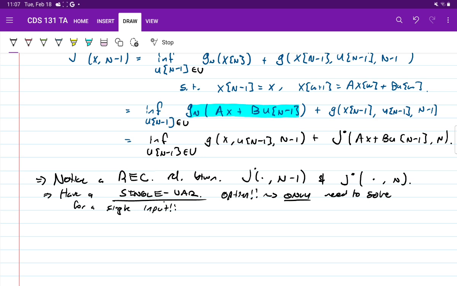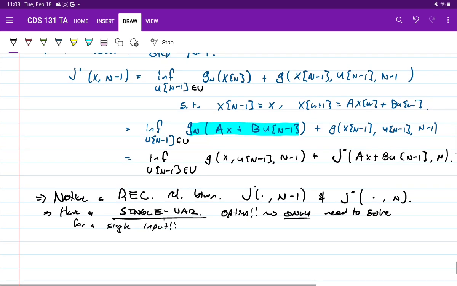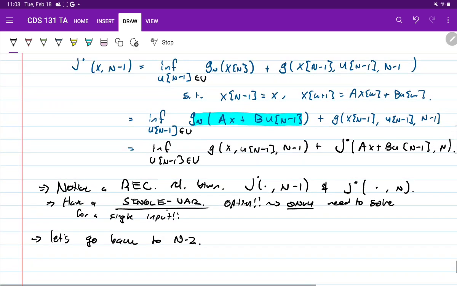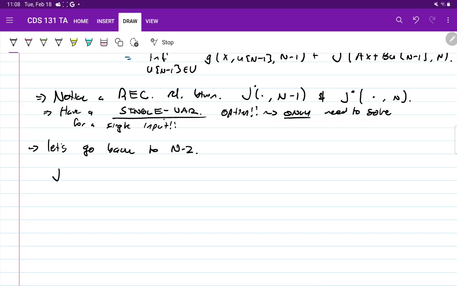Okay, so, since that optimization problem is maybe not so bad, let's imagine that we were able to solve it. So suppose we were able to compute this infimum for all values of x, and we can actually figure out j star of x at n minus 1. Let's go back another step. Go back to n minus 2, all right? Now what's j star of x at n minus 2?